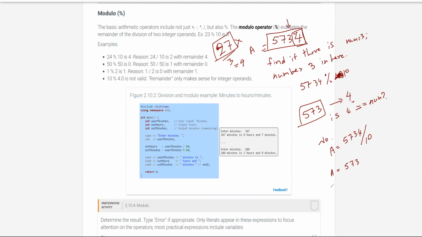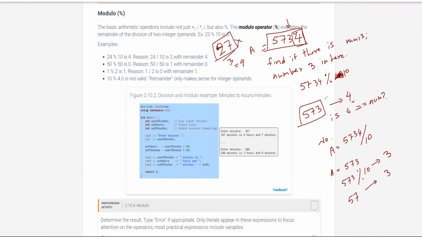So again, I can do the 53 modulus 10. What is the remainder here? What is the remainder? Anyone? 53 modulus 10. What is the remainder? 3. 3, yes. And the answer is 57, and the remainder is 3, right?